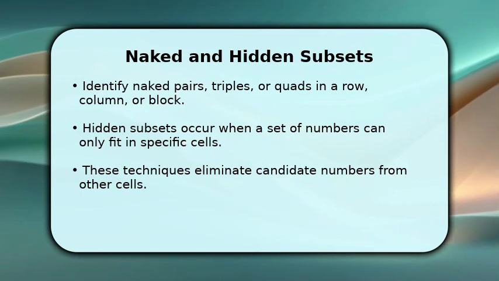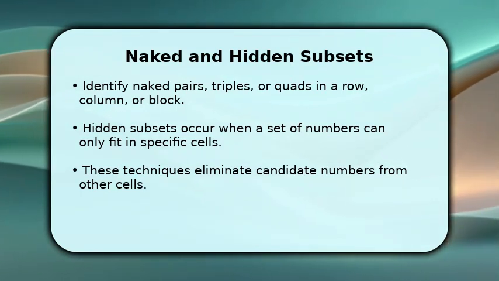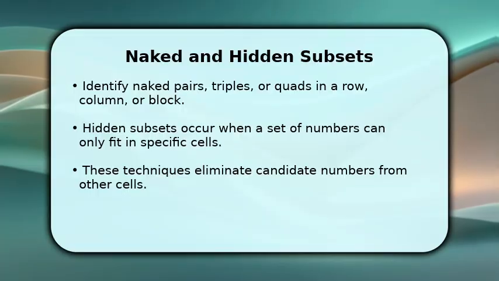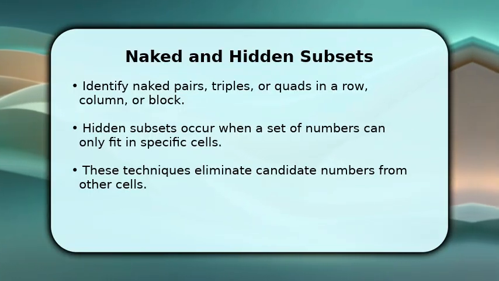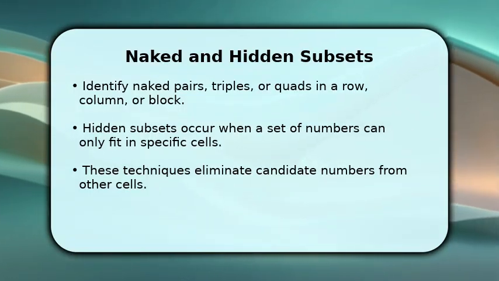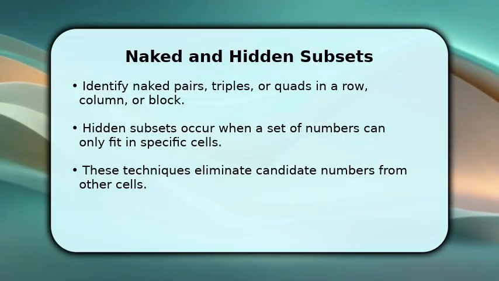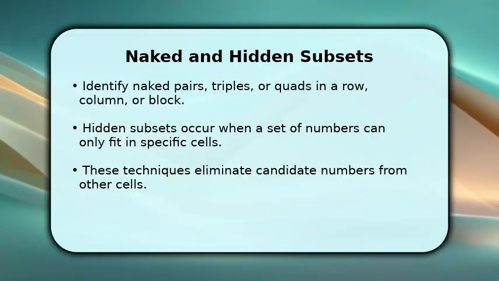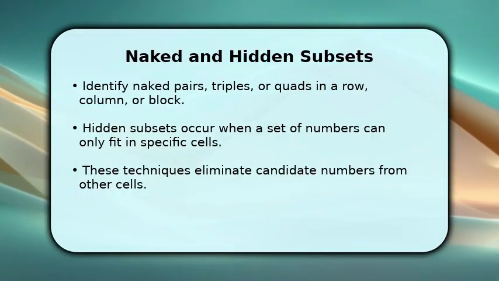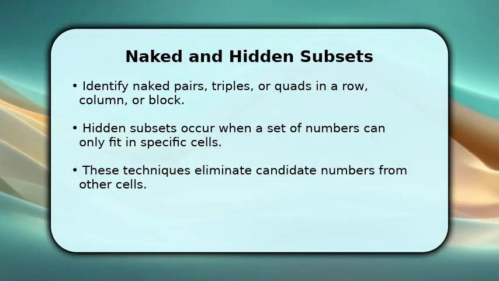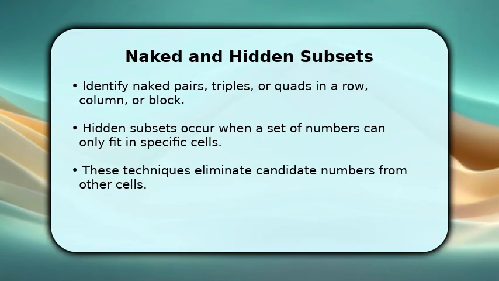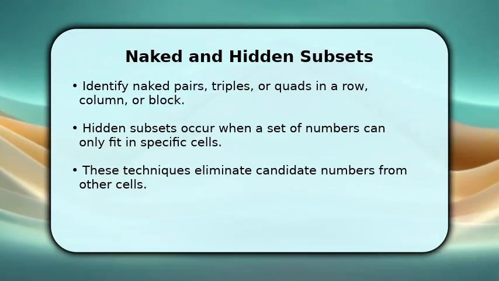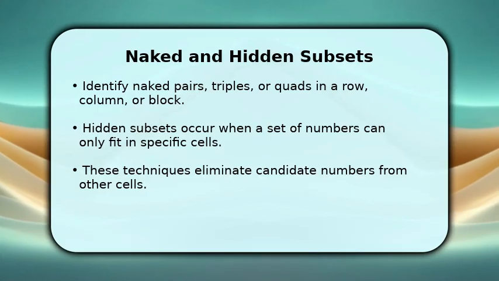Next, we'll explore naked and hidden subsets, which are powerful tools for expert Sudoku. A naked pair, for instance, involves two cells in a unit that share only two candidate numbers. Once identified, these two numbers can be removed from all other cells in that unit. Hidden subsets work similarly, but the numbers are hidden among other candidates. Mastering these will significantly reduce your candidate lists.